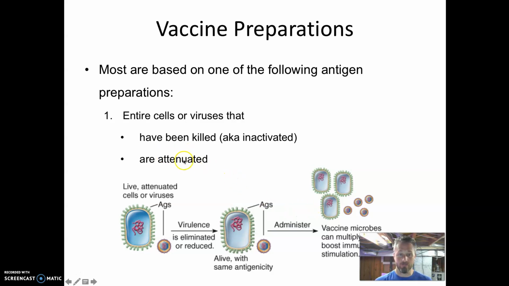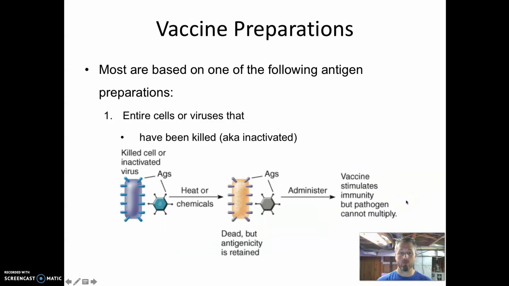These attenuated vaccines, if you can find a way to safely reduce or eliminate virulence so that the cell or virus that you inject into a patient is still alive and can still replicate, these vaccines are by far the most effective vaccines. They stimulate the strongest immune response because we get this amplification of the antigen when these attenuated cells or viruses reproduce in the body.